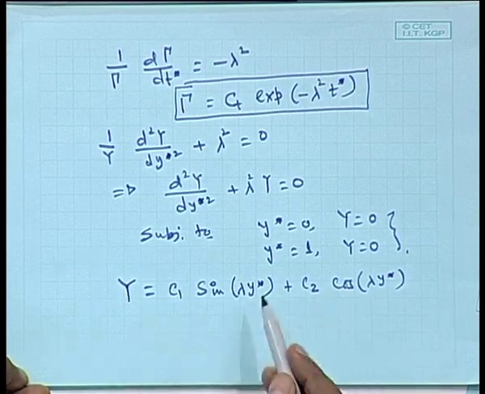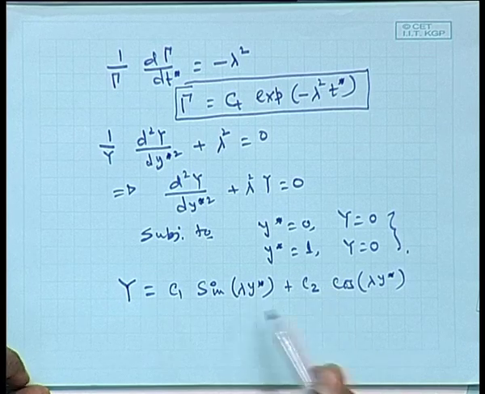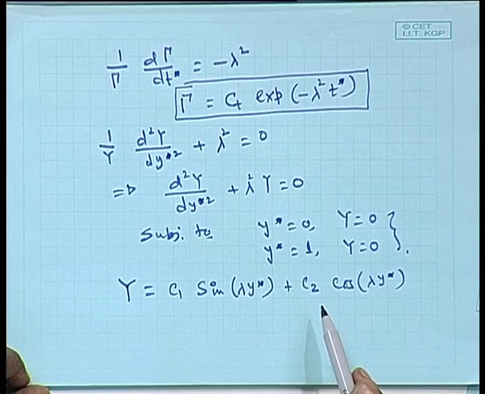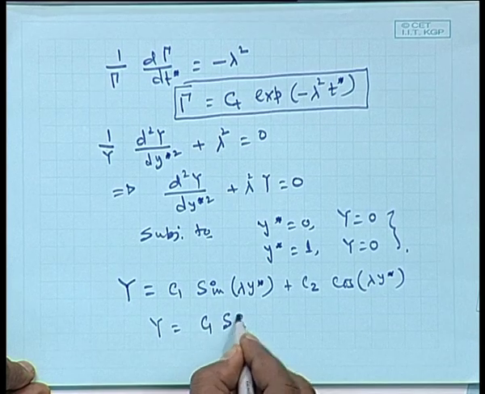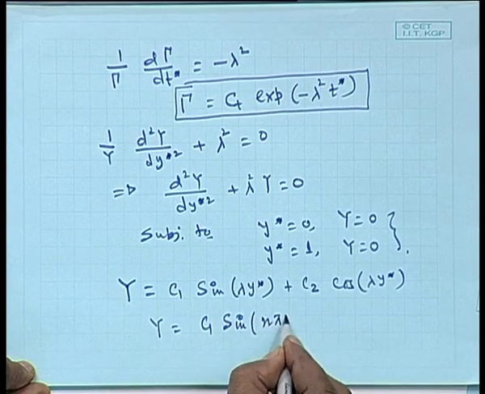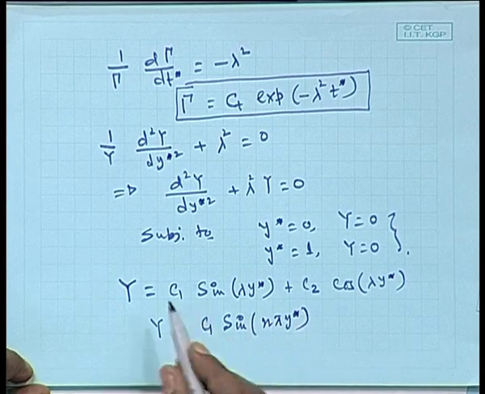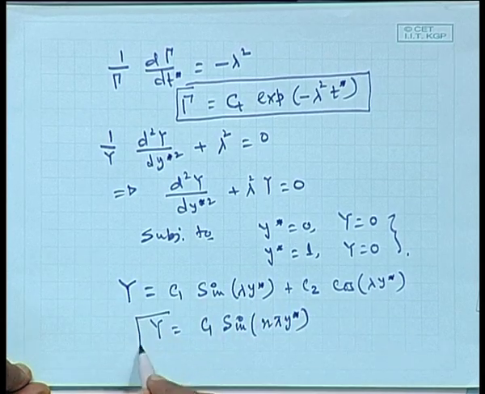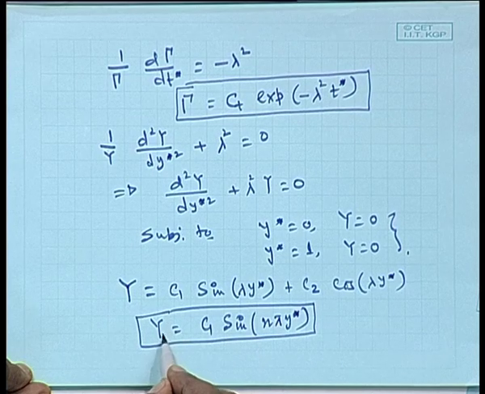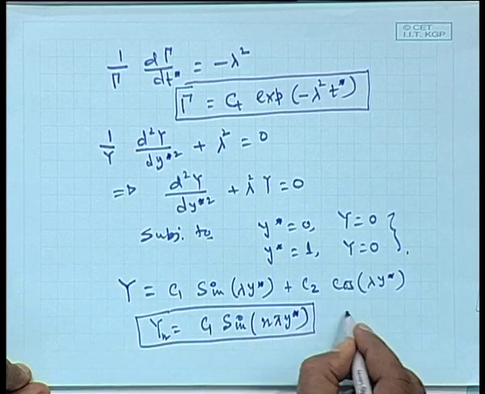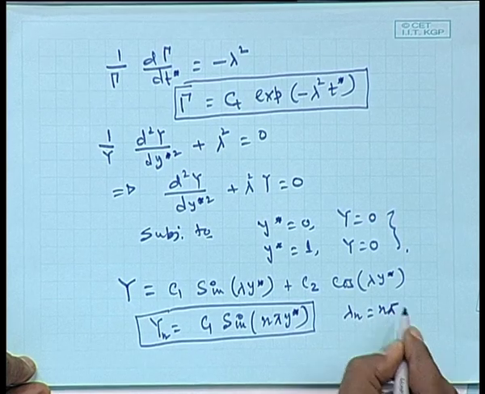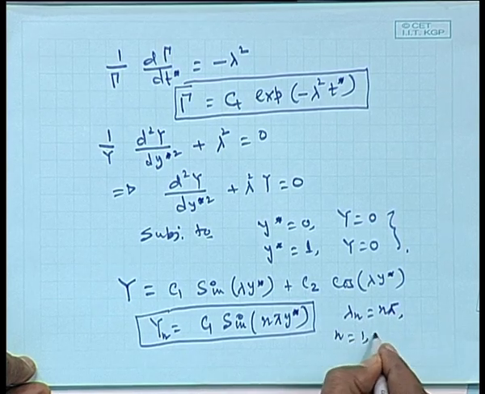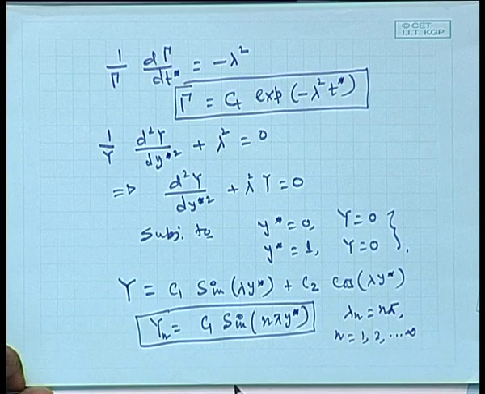Now, we have looked into the problem previously as well. What are the eigenvalues of this problem? The eigenfunctions will be C1 sin n pi y star, we have already solved this problem previously. So, this is the nth eigenvalue eigenfunction, and the eigenvalues lambda n are n pi, where n runs from 1, 2, 3 up to infinity.